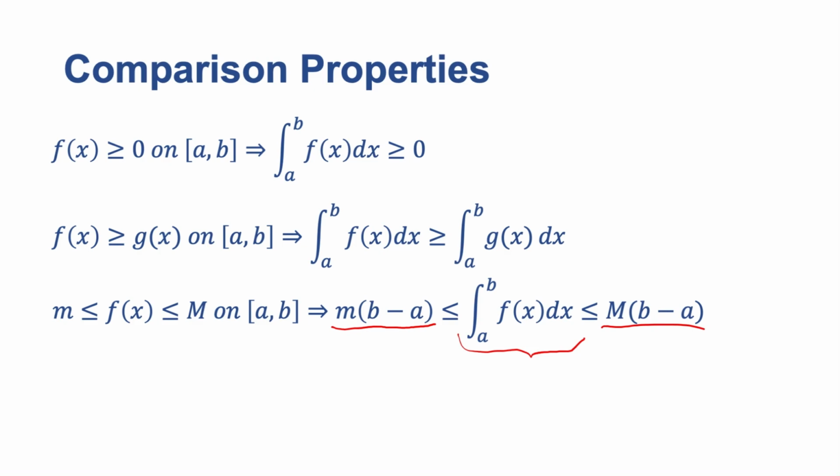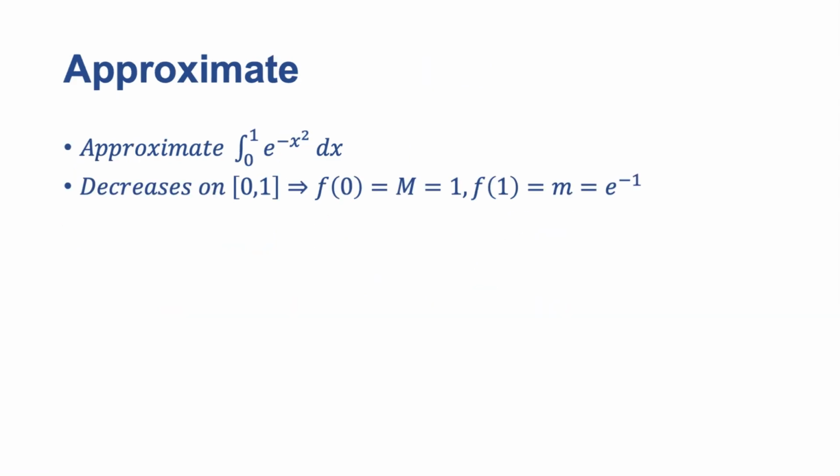All right, let's do an example for this. So we're going to talk about this function. Approximate the integral from 0 to 1 of e to the negative x squared dx. What's important to know about e to the negative x squared is that it's a decreasing function on the interval that we are integrating over. So our maximum is going to be f of 0, and our minimum is going to be f of 1. So we'll find our maximum for big M, and we'll find our minimum for little m. So it decreases on the interval 0, 1.